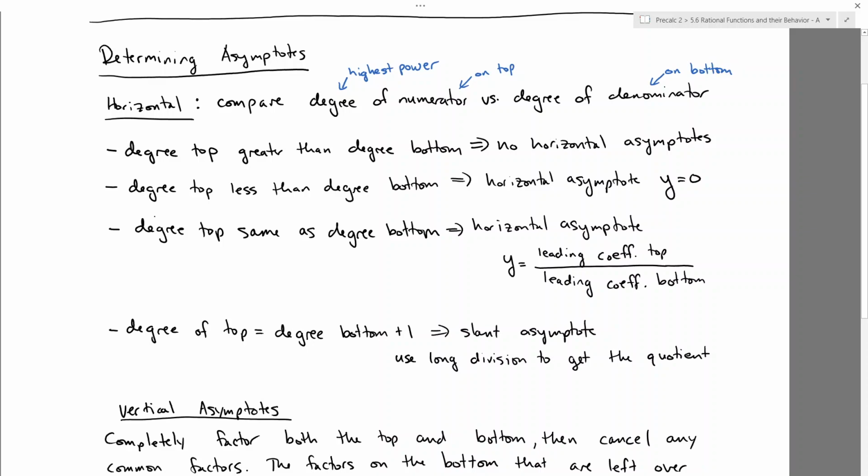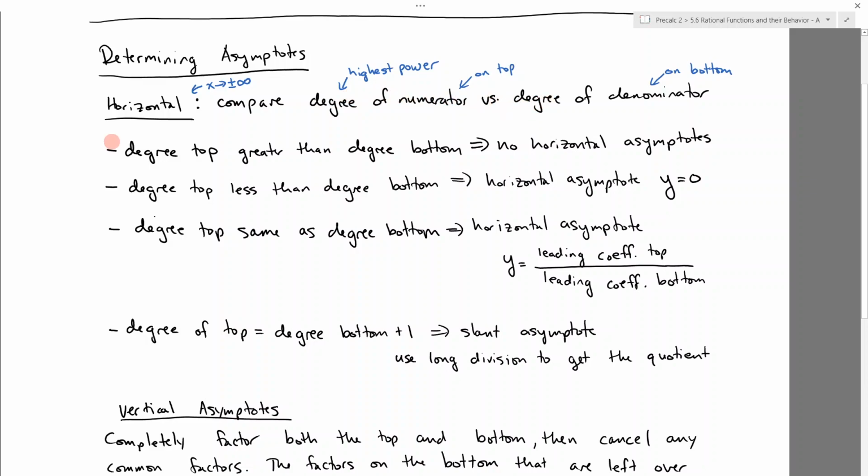The reason we compare the degrees is because when we're looking at the horizontal asymptotes, what that means is that x is going to plus or minus infinity, meaning x is taking on very, very large positive or negative values. When the x values are large, the highest power is what controls the behavior of the function. And so that's why we look at the highest power on the top and on the bottom.